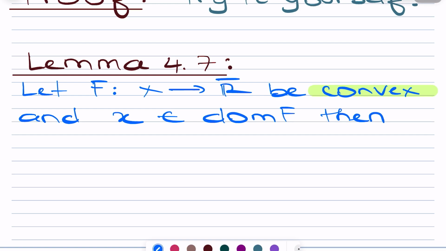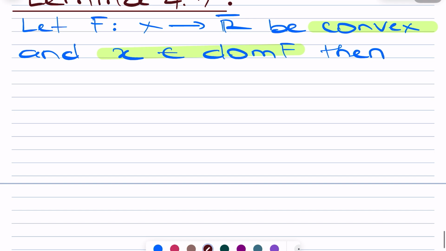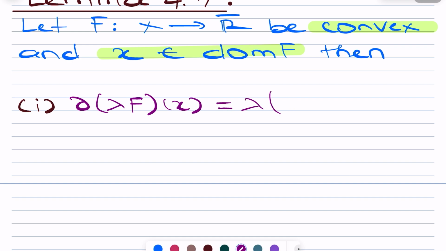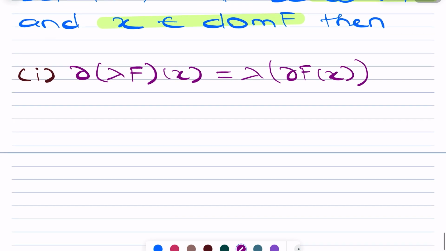x in the effective domain of F actually ensures that the convex subdifferential exists, it is not empty. Then we have the following. The first property is that if you want to compute the convex subdifferential of lambda F at the point x, this is nothing else than lambda times the convex subdifferential of F at the point x, of course provided that lambda is strictly positive.